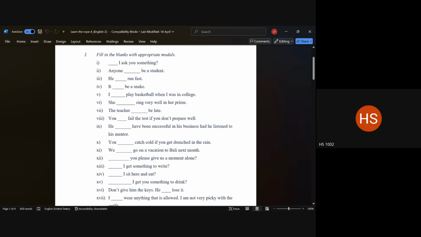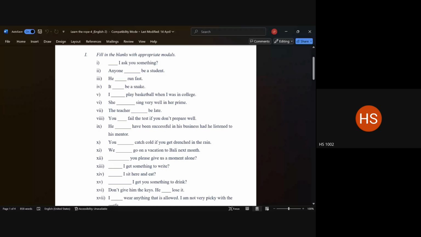All right. Seventh one, the teacher may. Yeah, the teacher may be late could be one answer. What other answers can you give? Ma'am, we are in the sixth. Oh, we have to do the sixth one. Okay, sorry. So sixth one: she could sing very well in her prime. Yes, it shows ability. Yeah, ability. She can also sing very well in her prime.